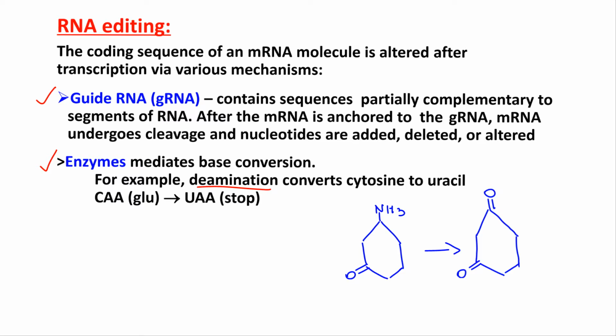Deamination can trigger base conversion. For example, if you have cytosine, do you remember cytosine has this amino group? If there is deamination taking place and this amino group is removed, cytosine is converted into uracil. So what would happen, for example, if you have the codon for glutamine, CAA, and you deaminate that cytosine and convert it to uracil? You will introduce a stop codon.